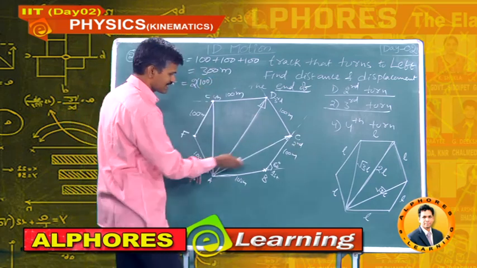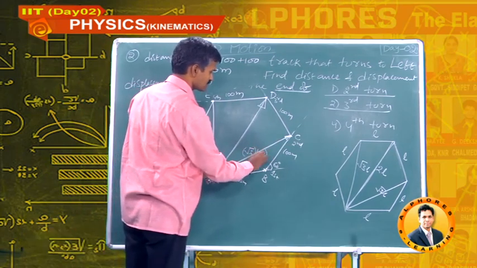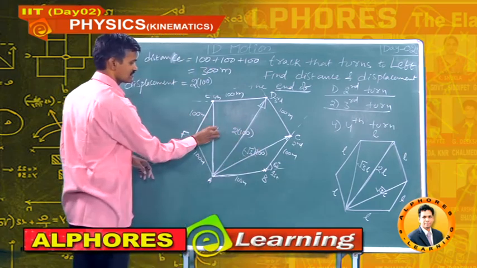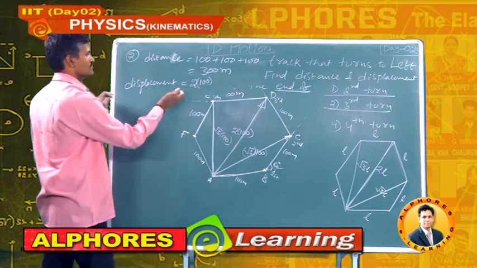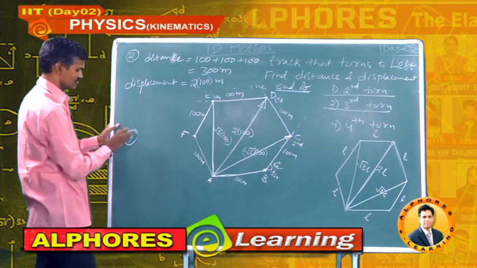So from this we can calculate the diagonals. This is root 3 into 100 meters. This is 2 into 100 meters. This is root 3 into 100 meters. So this is displacement.